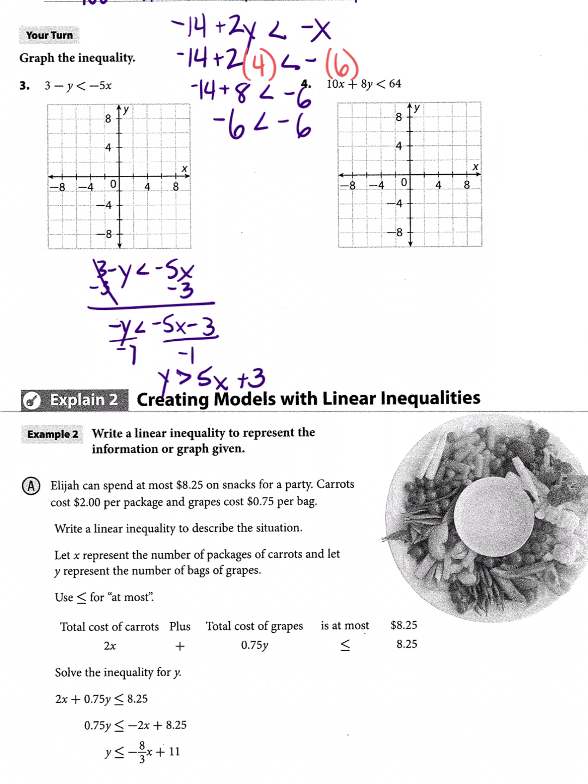All right, so we're going to start at positive 3, and then we're going to go up 5 and over 1. So up 5 would put us at 8 and over 1. And then we're going to use a dashed line through here. And it says y is greater than 5x plus 3, so we need to shade above the line.